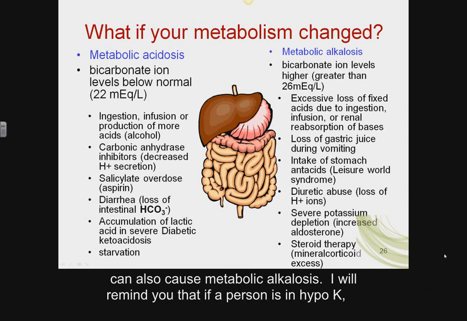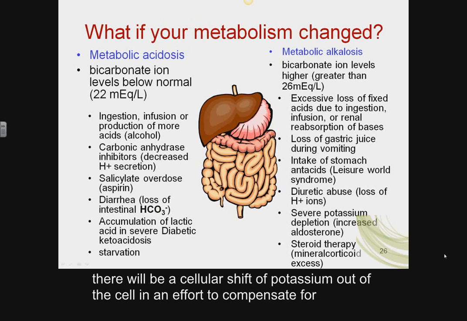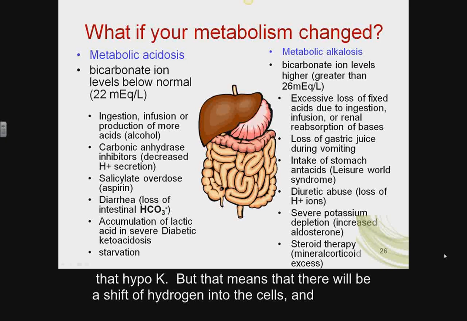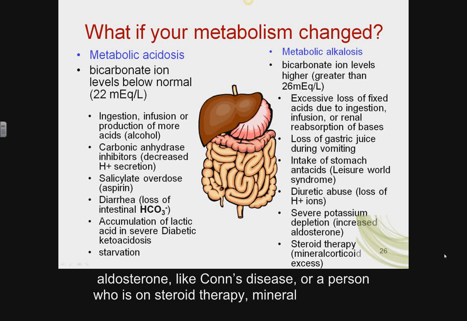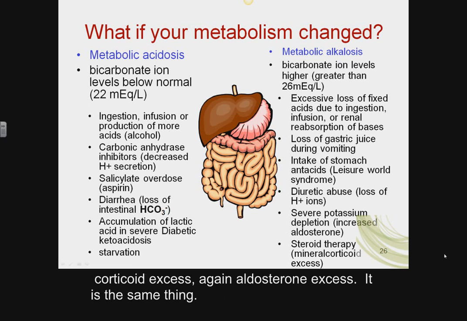I will remind you that if a person is in hypo-K, there will be a cellular shift of potassium out of the cell in an effort to compensate for that hypo-K. But that means that there will be a shift of hydrogen into the cells, and the person will have metabolic alkalosis. How can a person have hypo-K? From increased aldosterone through Conn's disease, for example, or a person who is on steroid therapy, like mineralocorticoid excess. Again, it's all about aldosterone excess. It is the same thing.